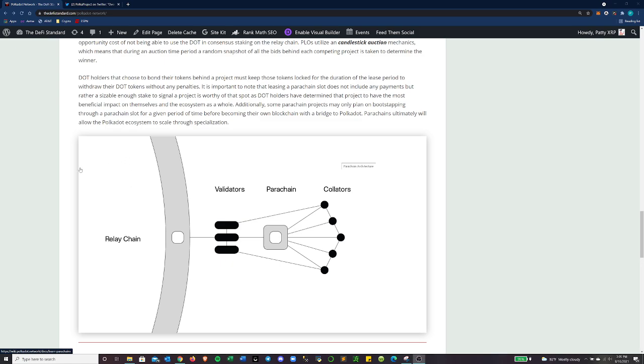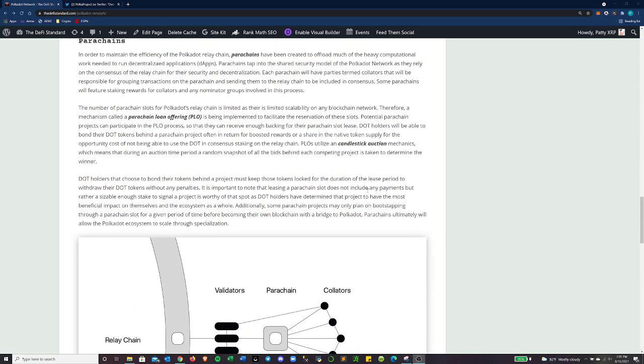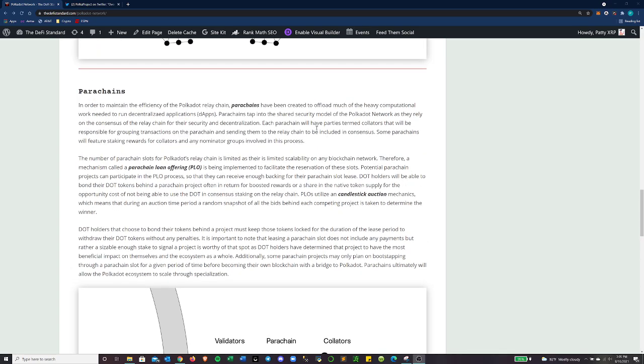Now, what we may see is some projects that are large enough may want to start as a parachain and take time before they get their whole decentralization figured out, so they can bootstrap off the relay chain's decentralization until they decide to become their own independent blockchain, at which point they can have their own consensus and all that and be connected back to the relay chain with a bridge. So I think that covers really what parachains are.